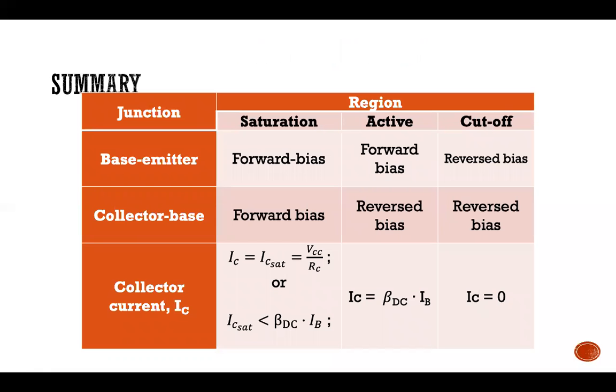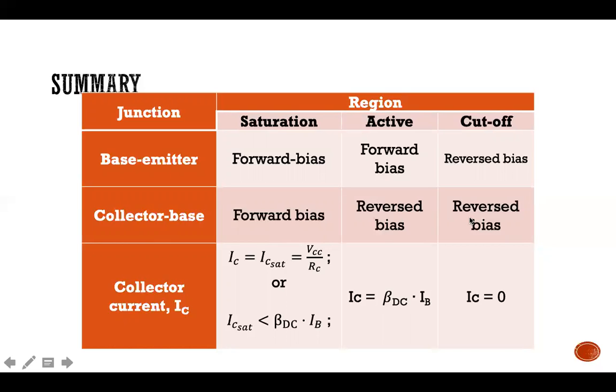As a summary, this shows you the base emitter configuration. You can see that the saturation region is forward bias, the active region is forward bias, and the cutoff region is reverse bias. For the collector base configuration, saturation is forward bias, the active region is reverse bias, and cutoff is reverse bias.